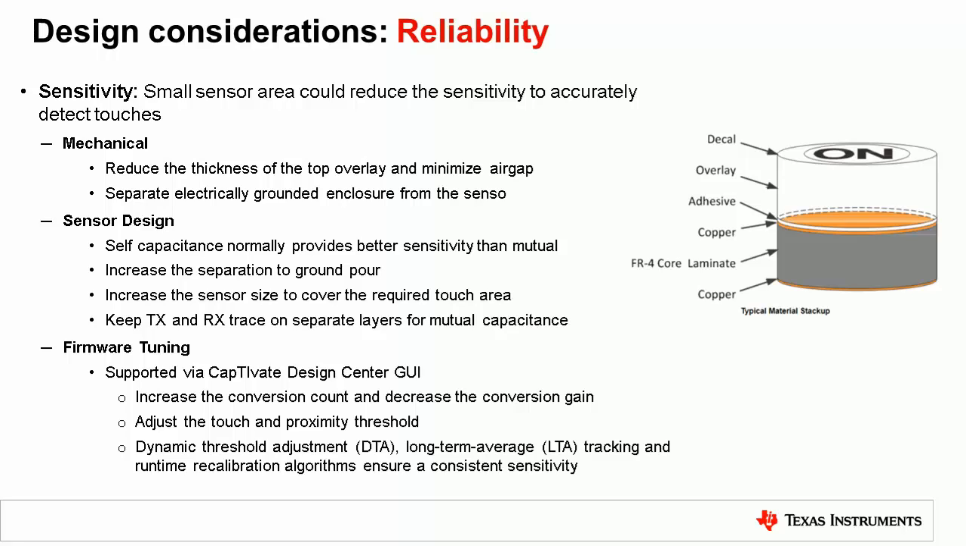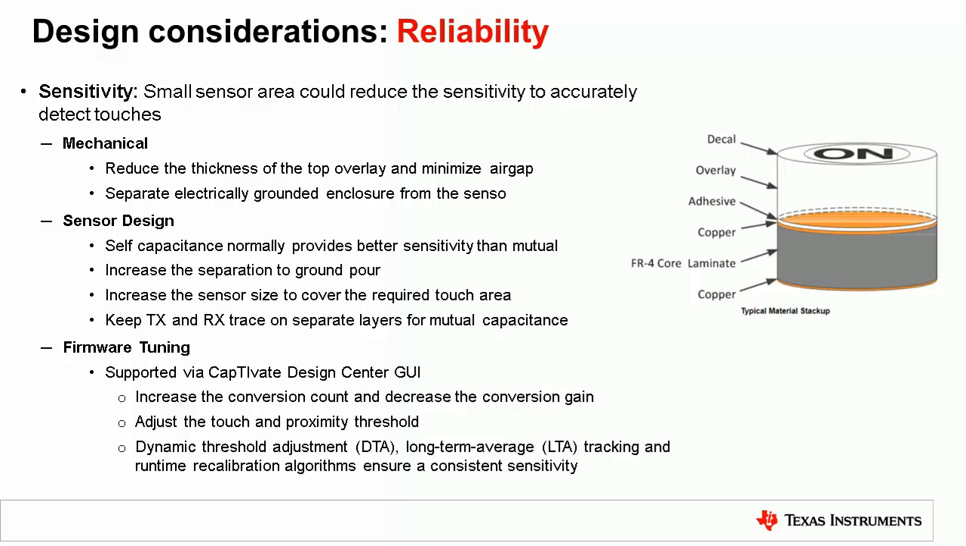So what can we do to reliably detect or not detect a touch? The obvious mechanical construction guidelines would be to reduce the thickness of the top overlay and to minimize the air gap. This would serve to increase the sensitivity to detect the touch. Decoupling the electrically grounded enclosure from the sensor would also help improve immunity to noise.